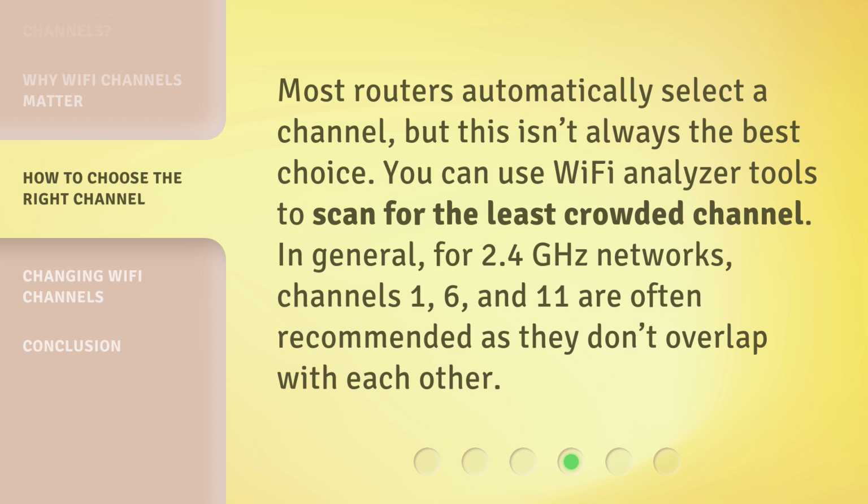Most routers automatically select a channel, but this isn't always the best choice. You can use Wi-Fi analyzer tools to scan for the least crowded channel. In general, for 2.4 GHz networks, channels 1, 6, and 11 are often recommended as they don't overlap with each other.